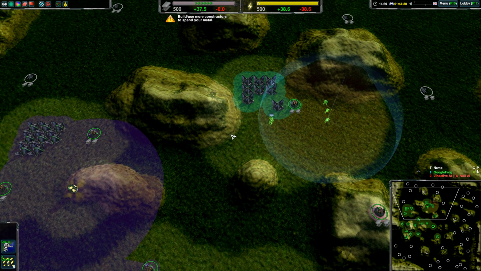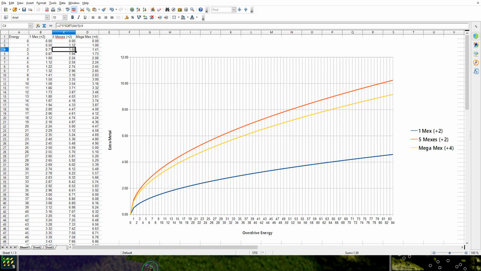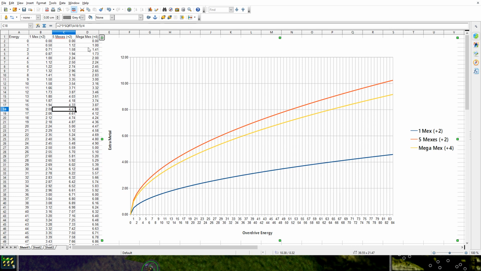If you're not too scared of charts, well, here's a chart. I hope you're not too scared of them. This chart shows what the overdrive equation looks like in a few situations. With 1 mex, you pump some energy in and you get extra metal income. I've done it for a +2 mex, just for simplicity. So if you put 16 in, you get 2 more. For 2 mexes, if you put 16 in, you get 4.47, so better. And you can see here, 1 mex is this blue line down here, which is pretty terrible. And 5 mex is this red line up the top, which is quite good.